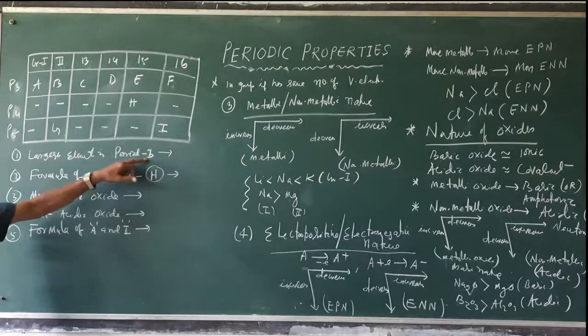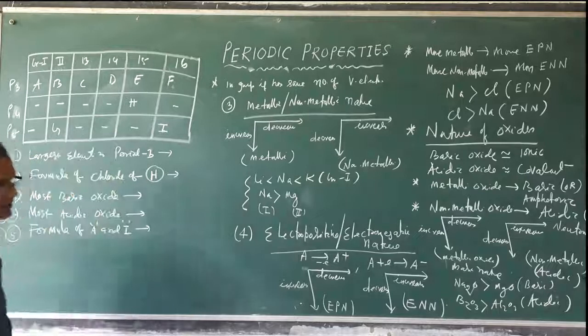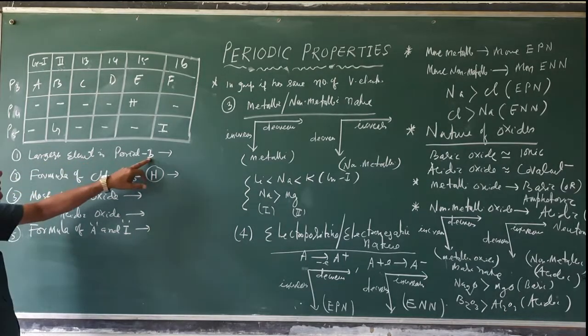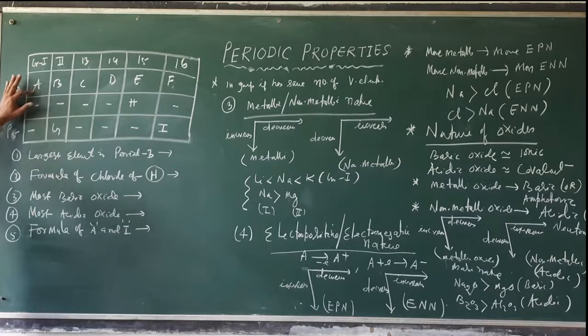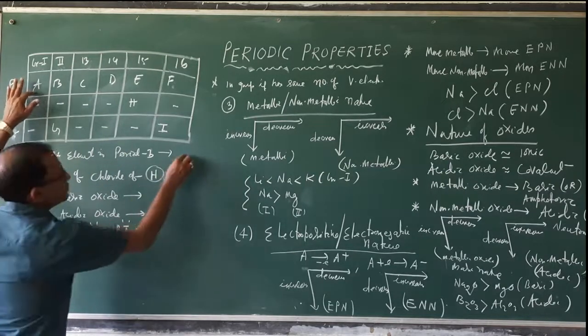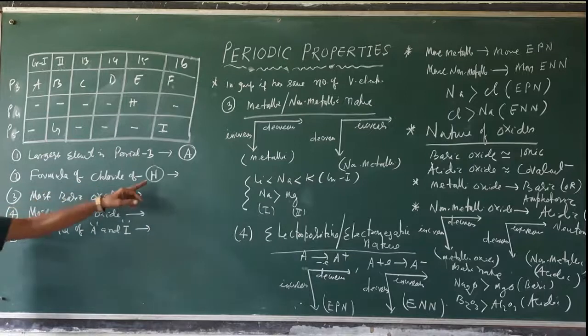Element size generally decreases from left to right. So the largest element in period 3 will be on the left side, because size decreases from left to right. So the answer will be A. A is the largest.